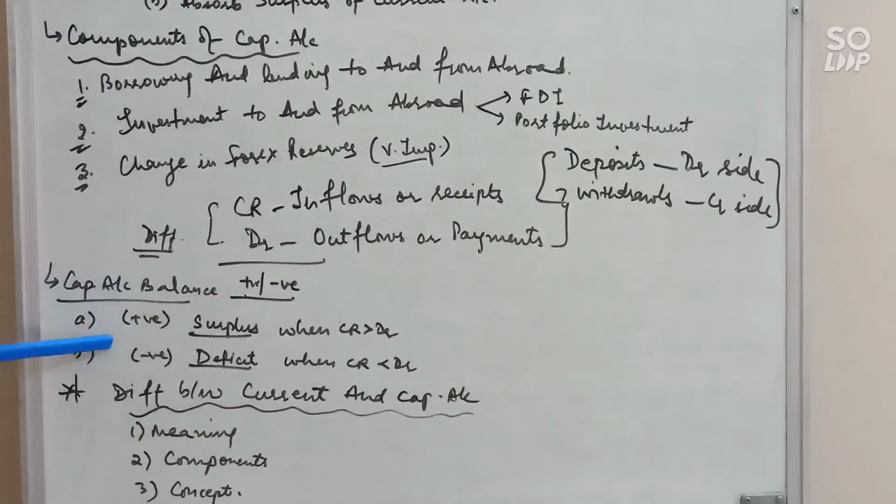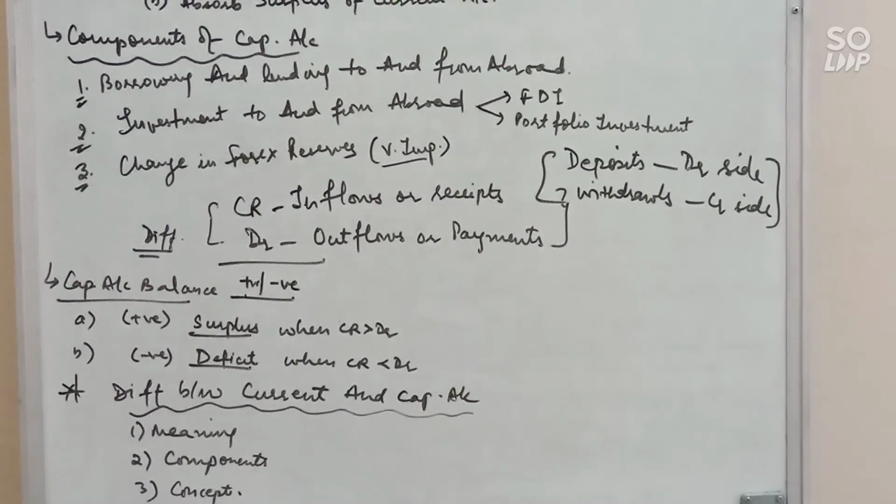So for the capital account balance, first is positive, which means surplus. A positive or surplus capital account arises when the credit side is more than the debit side. It means inflows are more than payments. And second is a negative capital account, which is also known as a deficit capital account. It arises when the credit side is less than the debit side. It shows that inflows are less than outflows. Clear?